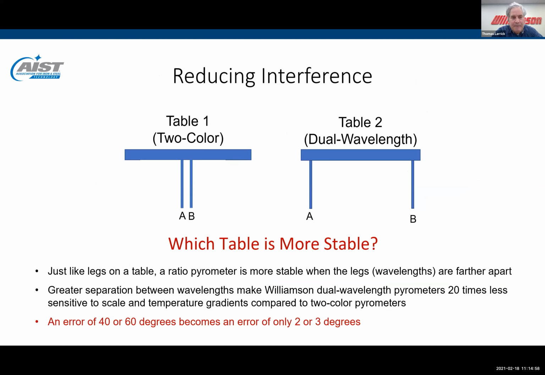Why is that important? Because when there's an interference for a dual wavelength pyrometer, it's much the same as a bump on the floor to a table. When there's a bump on the floor, your table will have a wobble. And if your legs are close together, then there's a big wobble. But if your legs are farther apart, well, there's still a wobble, but it's much smaller. So a dual wavelength pyrometer is about 20 times more stable when an interference is encountered compared to a two-color pyrometer. That means that an interference that would introduce an error of 40 to 60 degrees for a two-color pyrometer would be an error of only 2 or 3 degrees for a dual wavelength pyrometer.